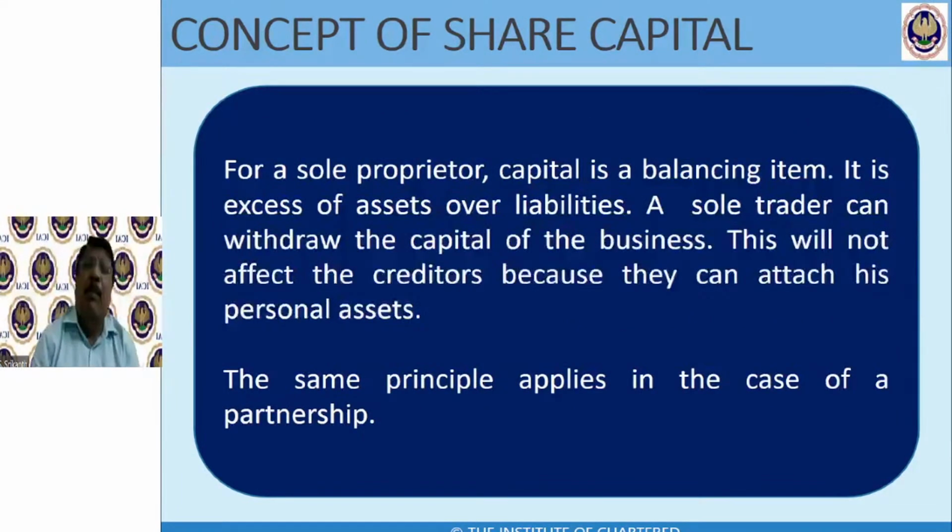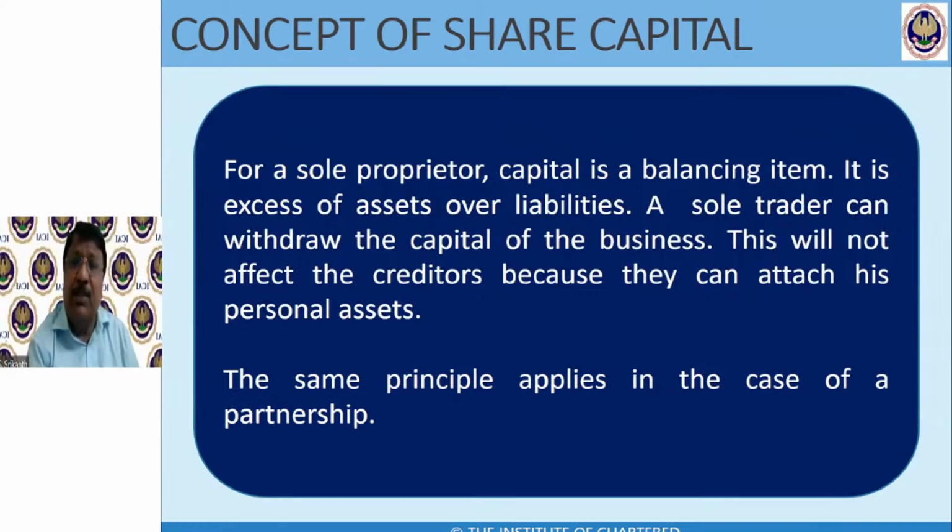See, for a sole proprietor, capital is a balancing item. What do you mean? All the assets minus liabilities. If you're following the double entry system, trial balance will tally. Balance sheet will tally. But basically, it's a balancing item. It is the excess of assets over liabilities. A sole trader can always withdraw the capital from the business fully. Even negative capital is possible.